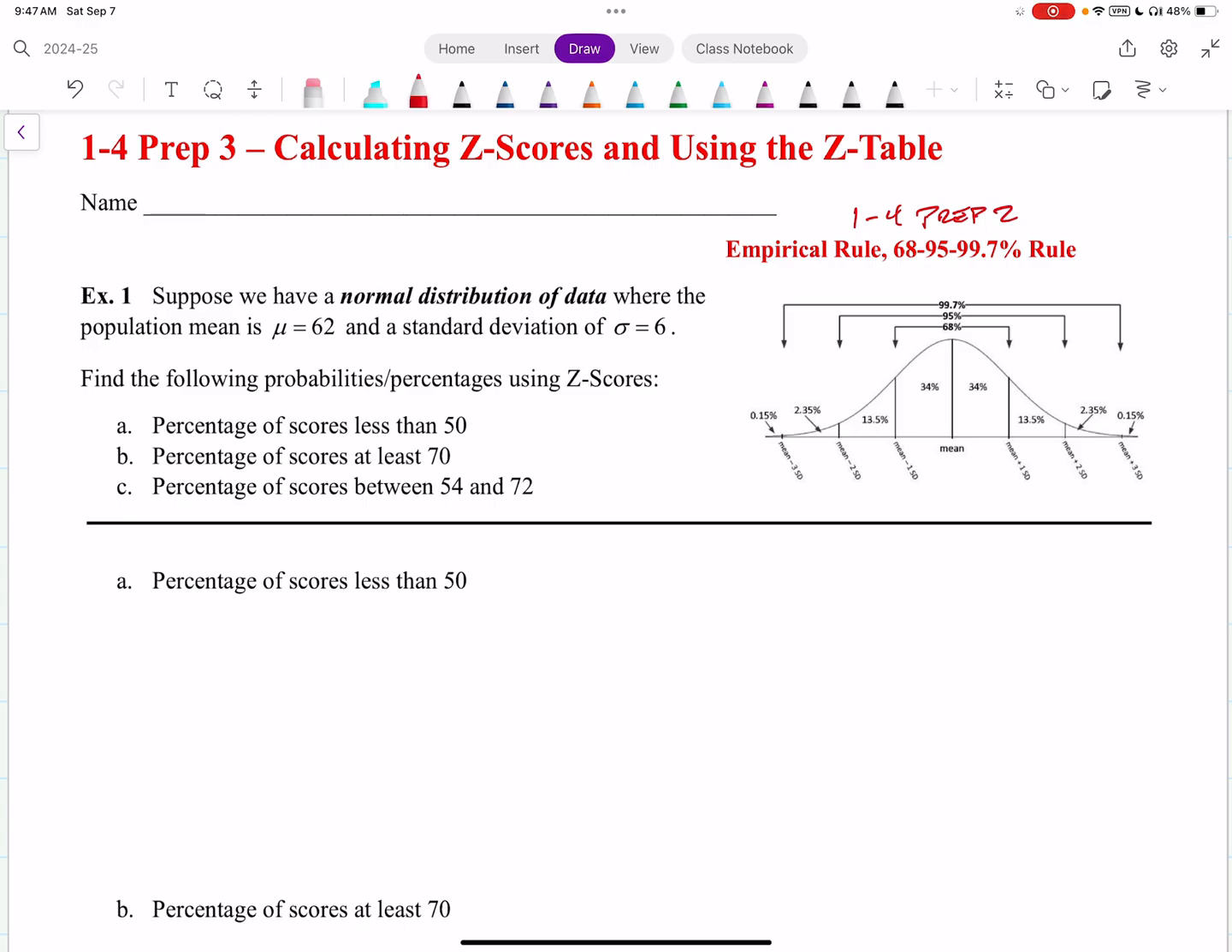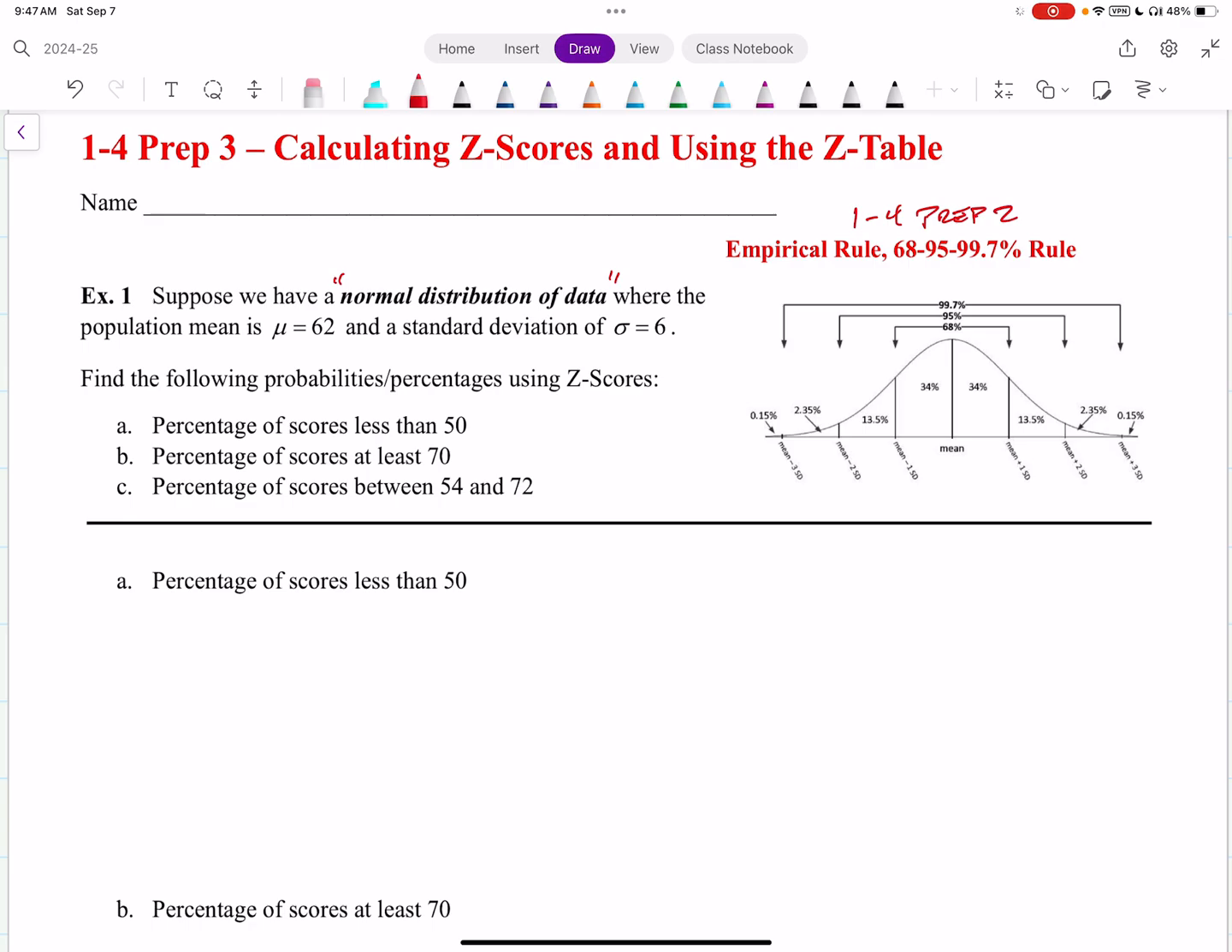But I'm going to show you how to use the z-tables and actually calculate a more theoretically precise percentage or probability using the z-table and z-scores. So we have this normal distribution of data. I don't know what the data is, but it's not important. We're doing a skill-based lesson here.